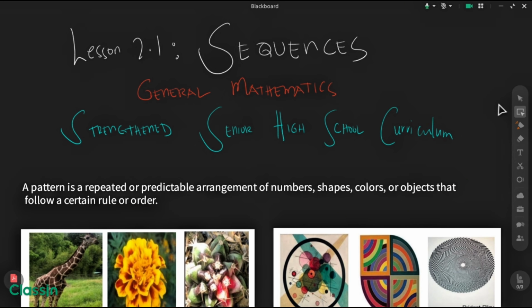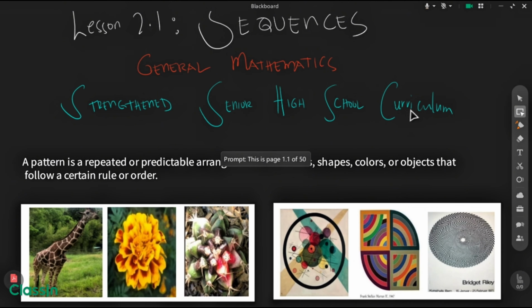Alright, hello. So for today, we are going to talk about sequences, which is under Lesson 2.1 in General Mathematics under the strengthened senior high school new curriculum. But before anything else, let's talk about what is a pattern.